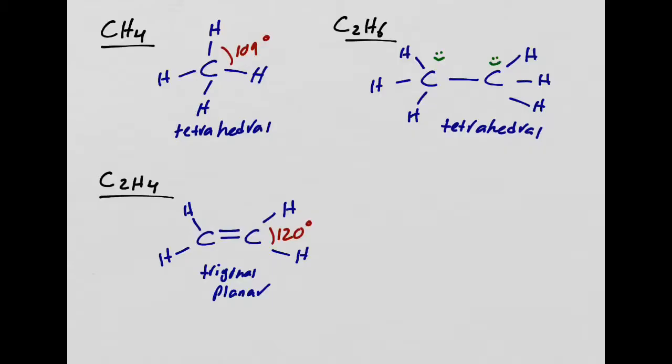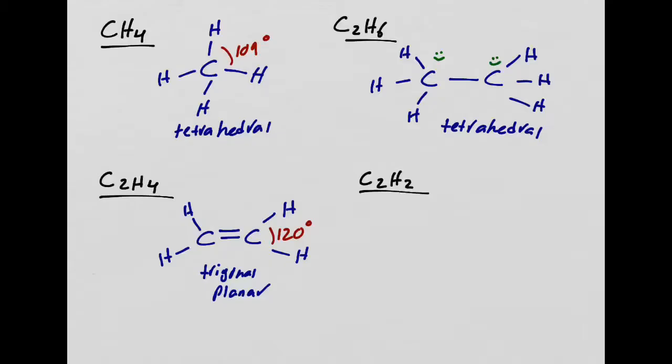So far, so good. Again, this was the geometry around each carbon, because each carbon has 1, 2, 3 bonds around it. Around each carbon, the geometry would be trigonal planar. So far, so good.